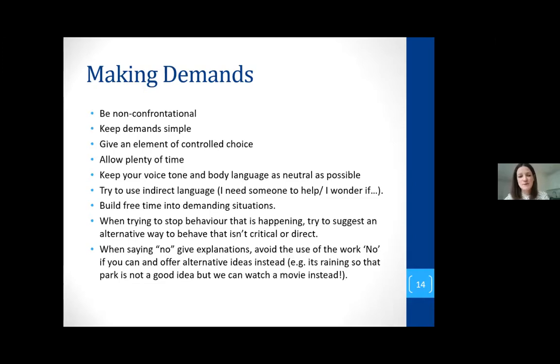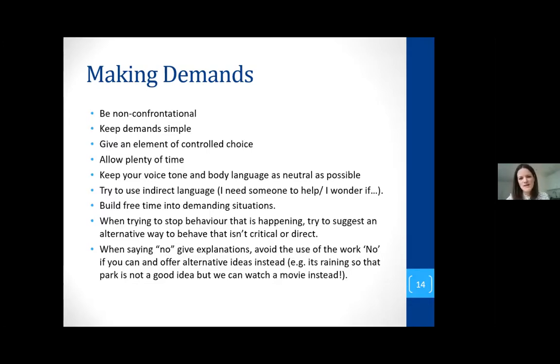Always build free time into demanding situations. So you might be doing homework, but you've got 2 breaks within your homework, whether you play a game with them or get them to read the story they like or something like that. So it's a real break. So it never gets to that high frustration because they've had a break to calm down in between.